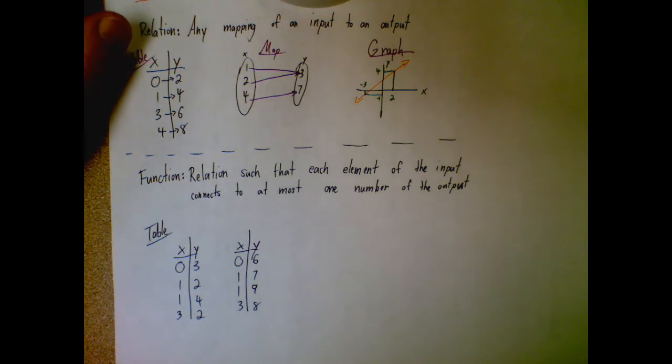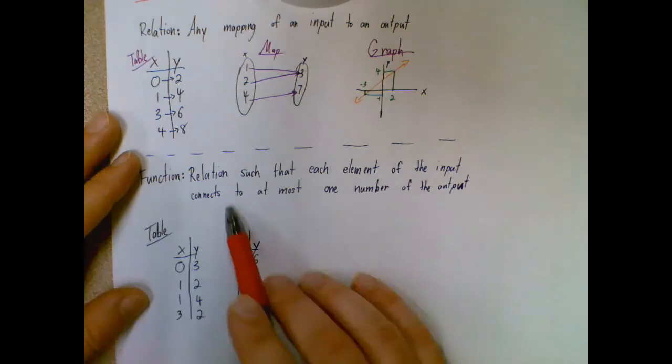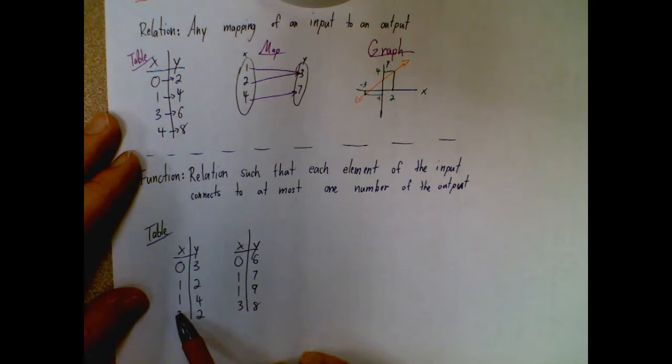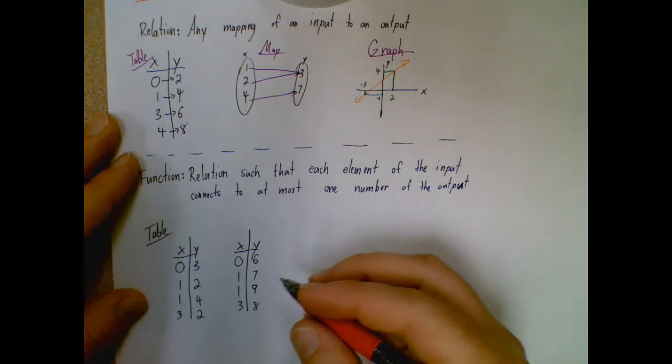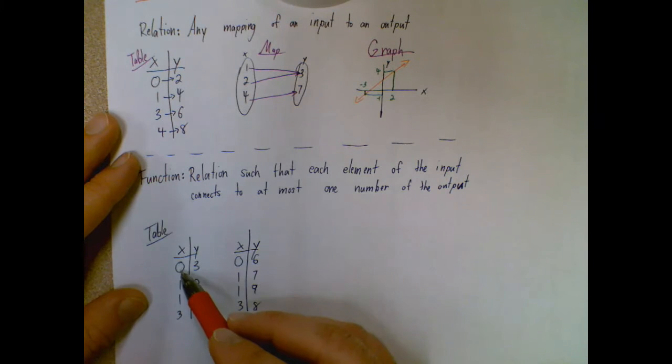So looking at these, let's compare them. What I mean is I need each element of the input, so each number over here, to go to one element of the output. Okay. So looking at this one, I'm just going to do this one at a time.